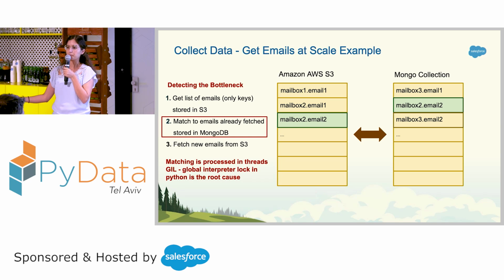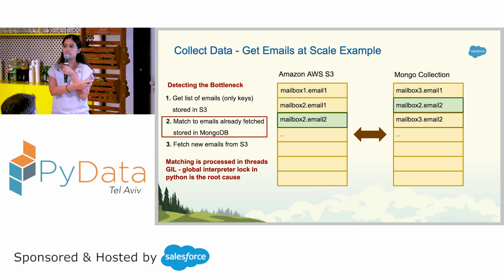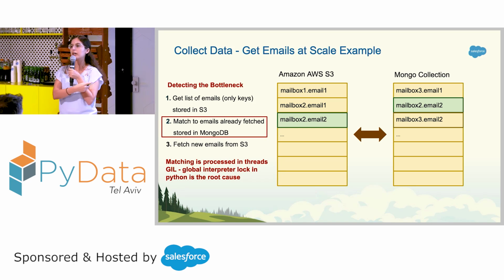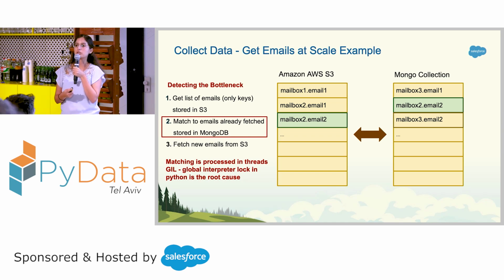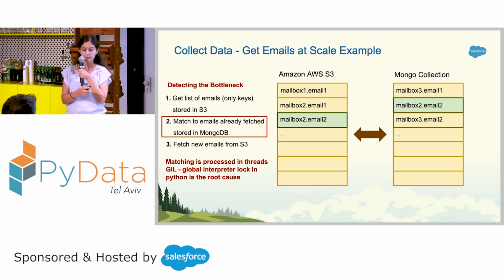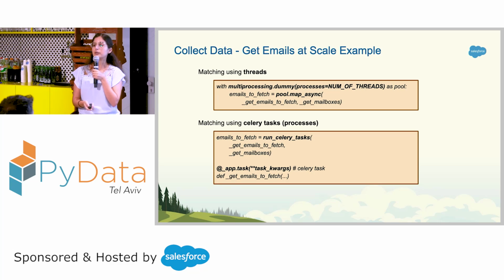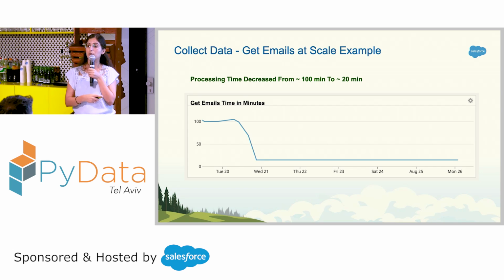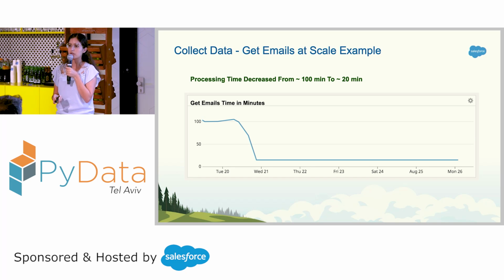The developer that chose Python threads in the implementation here had an assumption. He assumed that most of the time would be spent on I/O operations. But actually, that wasn't the case. Most of the time was spent inside the GIL, matching emails in memory between the Mongo collection and S3. So the solution here was to replace the threads implementation with celery tasks. And this actually decreased our processing time from over 100 minutes to 20 minutes. This was a major decrease in processing time.